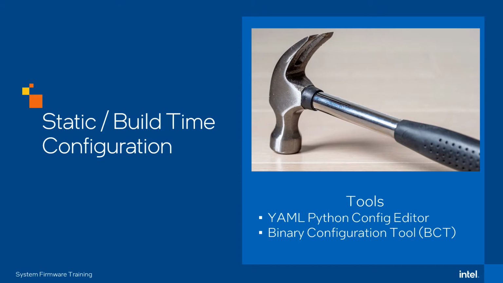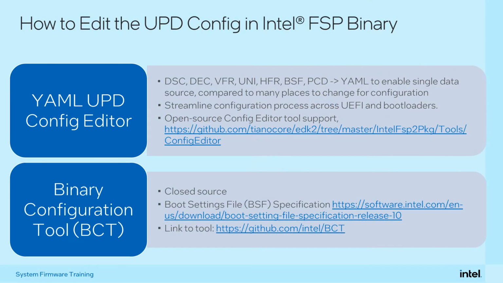Now let's look at some examples of tools to change defaults for the configuration data at build time. There are currently two FSP configuration tools available. Both utilities can be used to change configuration settings embedded in an Intel FSP binary to customize the static UPD configuration parameters. The YAML UPD configuration editor is an open-source Edk2 tool that interfaces with the EDK2 build specification files, creating a YAML file for the change descriptions. The binary configuration tool is closed source and uses a boot setting file, BSF, for its change descriptions.